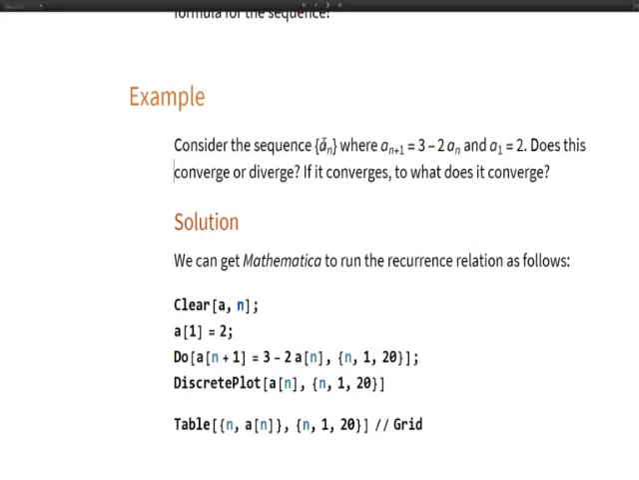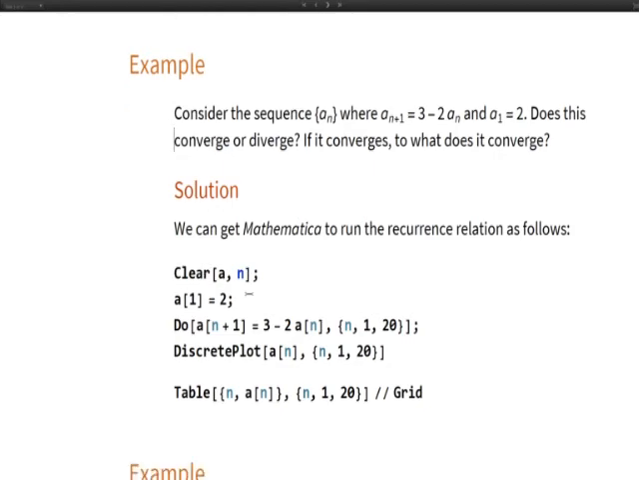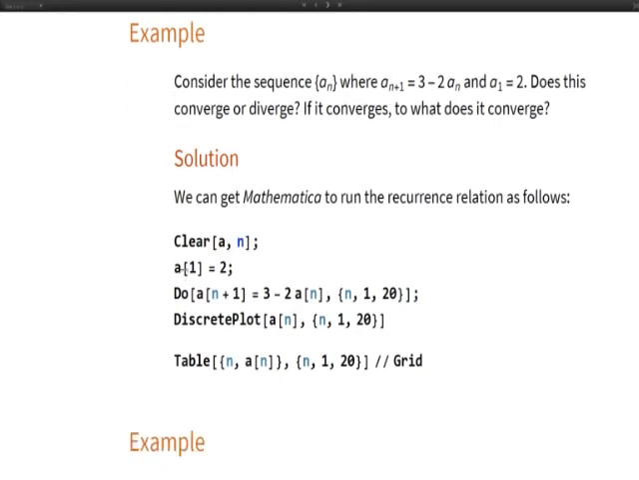Anyway, so let's say we have this sequence here with this recurrence relation right here. So a_{n+1} equals 3 minus 2a_n, and our first term is 2. So how do we program something like that and look at the graph of it? So what we're going to do is clear a and n as usual. I'm going to define the first term of my sequence to be 2. So a1 is equal to 2 right here.